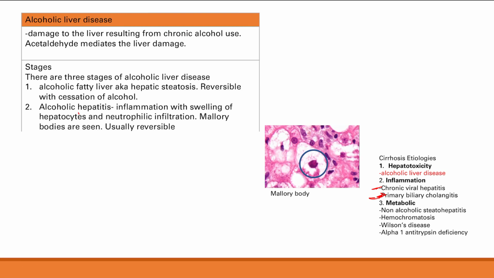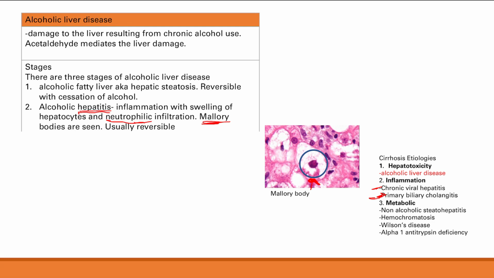Now the next stage is called alcoholic hepatitis. So as you can tell from the name, there's inflammation and there's swelling of hepatocytes. There's neutrophil infiltration. That's due to damage causing inflammation. And you're going to see Mallory bodies. Mallory bodies are what we see here, and they contain basically just broken down keratin filaments, okay? Alcoholic hepatitis is also usually reversible.